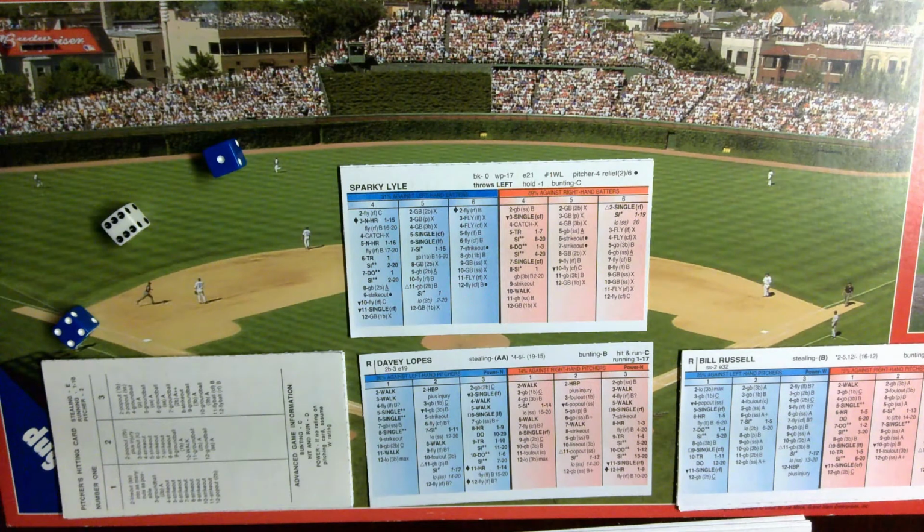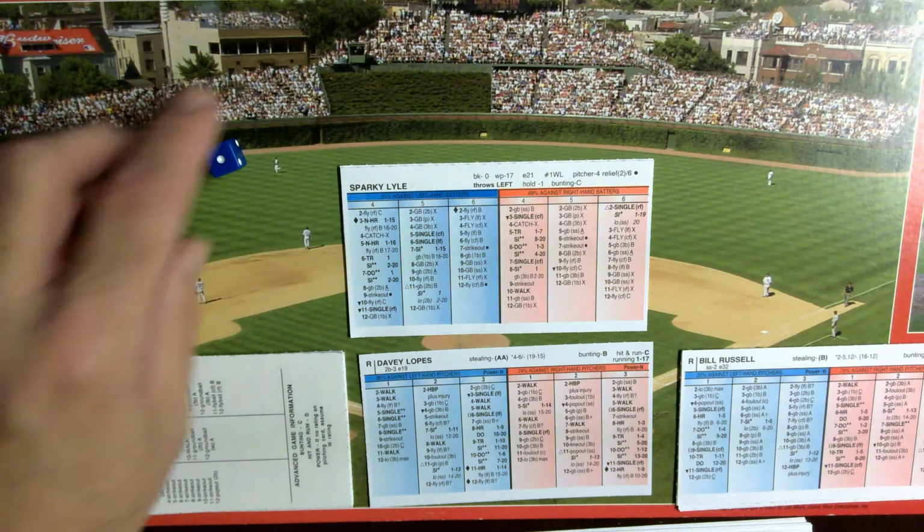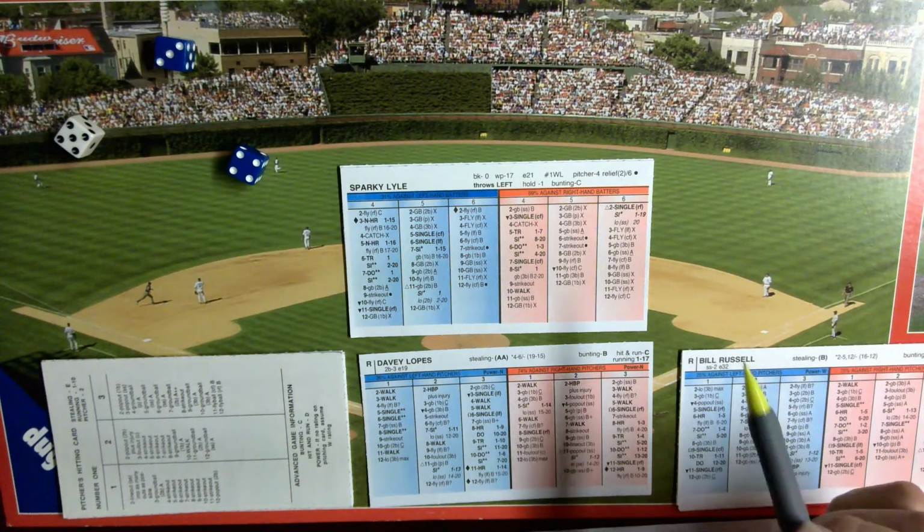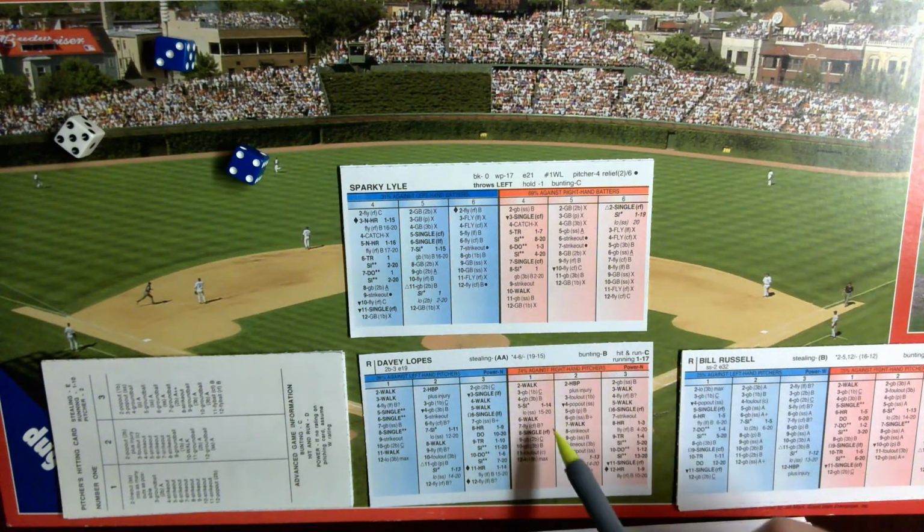We have Davey Lopes up. Lopes struck out his previous 2 at-bats and did get a single in the third inning with a stolen base. So lefty-righty matchup here. The Yankees faithful are holding their breath. And the pitch is a 5 and a 7 against a right-handed batter, and that is a strikeout.